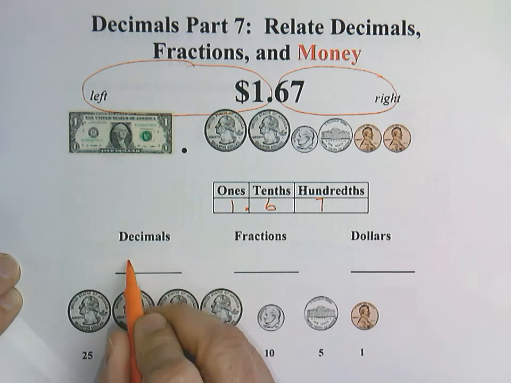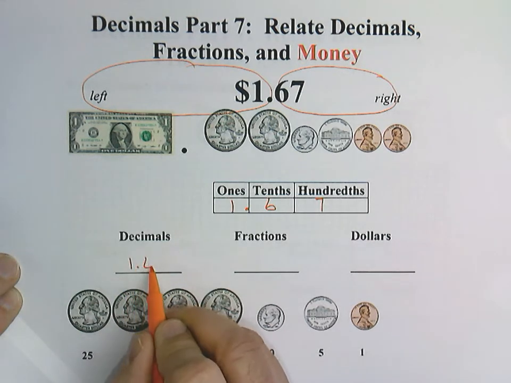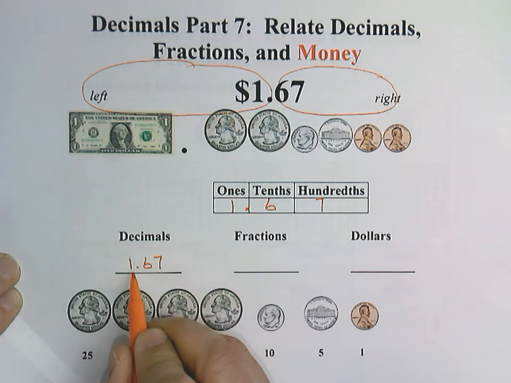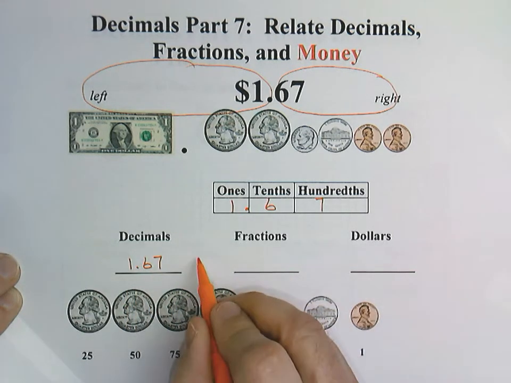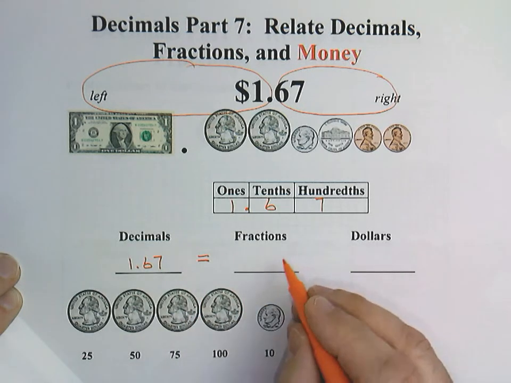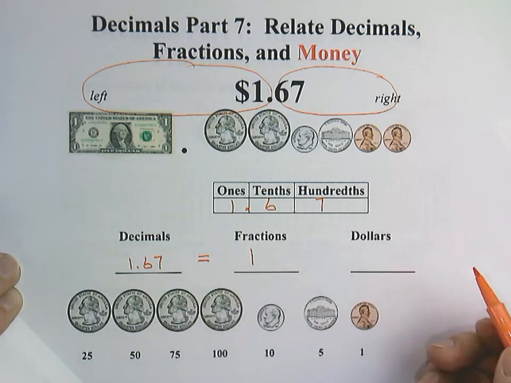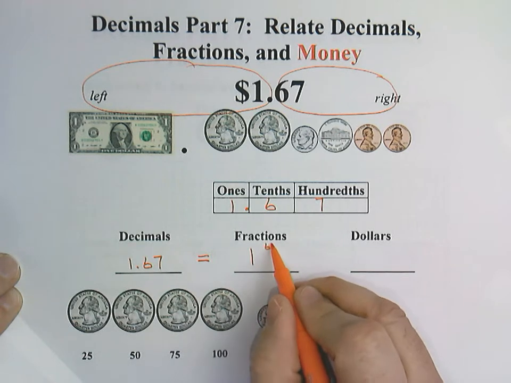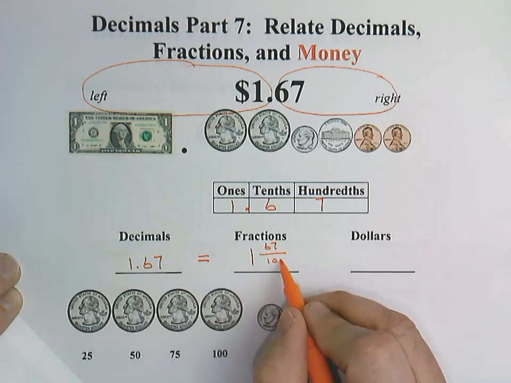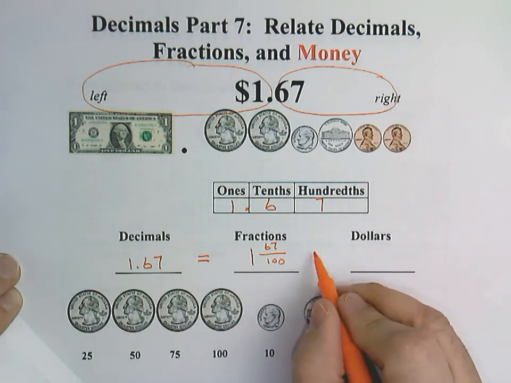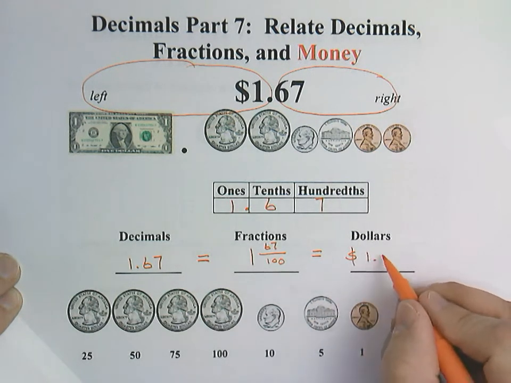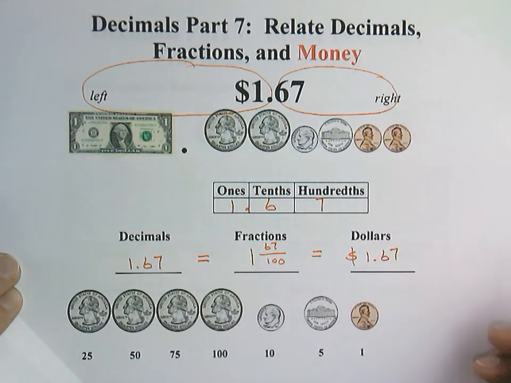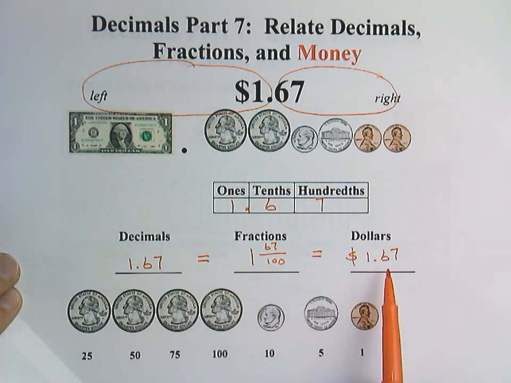In decimal form, we would write it this way without the dollar sign and read this as 1 and 67 hundredths. In fraction form, it would represent the same value, and we would say 1, and then in fraction form, 67 over 100. In other words, 1 and 67 hundredths. And in dollar form, as we wrote up at the top, $1 and 67 cents. So that's what we mean when we're saying we are relating decimals, fractions, and dollars today.